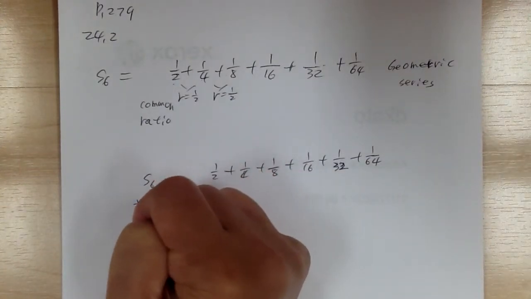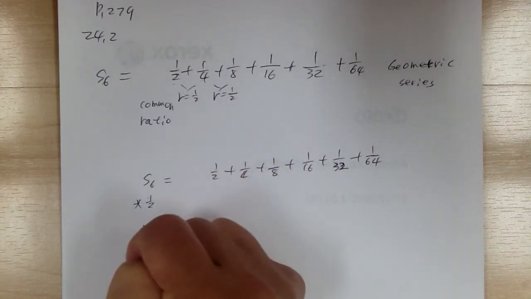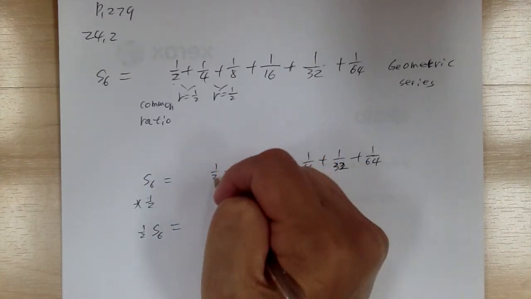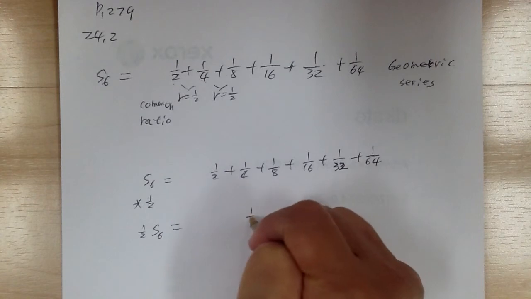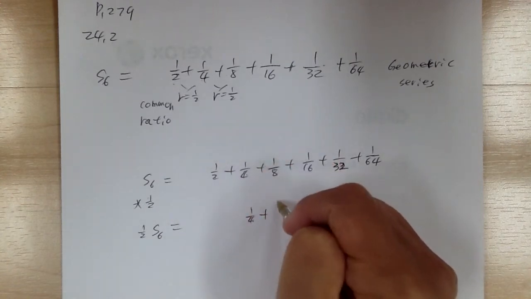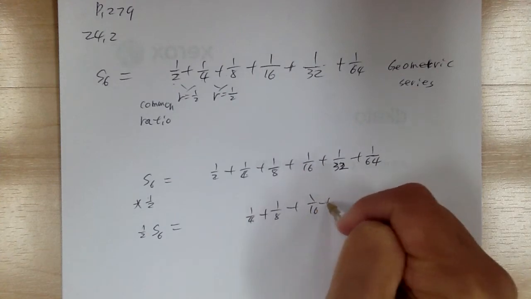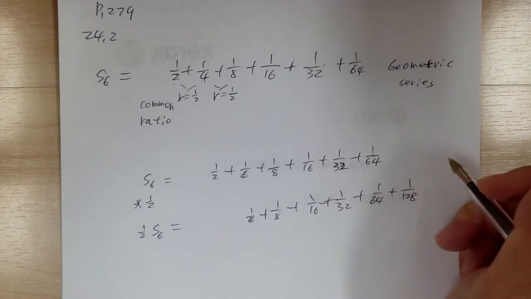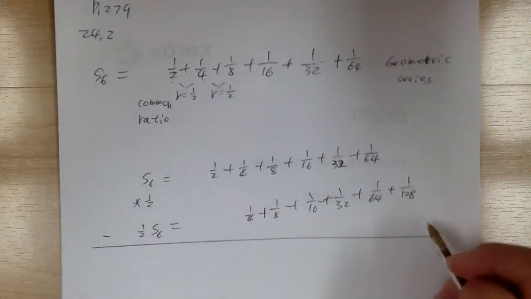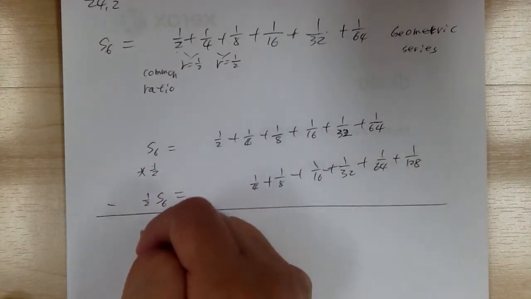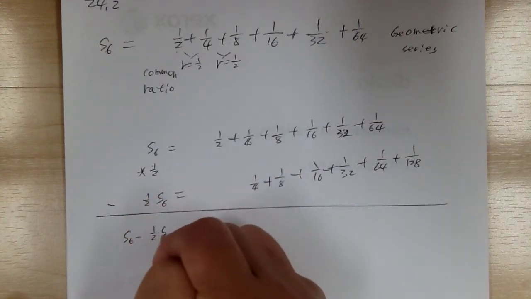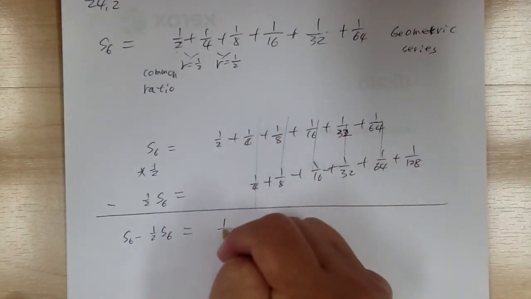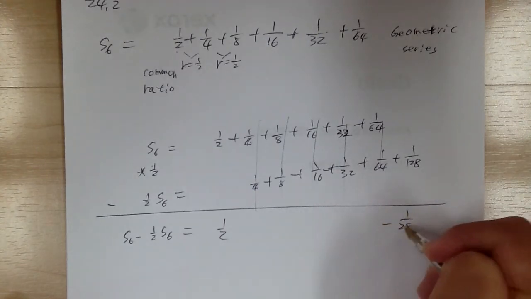So multiply by 1/2. You get 1/2 S6 will equal, when you multiply by half, multiply this by half and shift it over to be 1/4. Multiply this by 1/2, shift it over, and so forth. Then what you want to do is subtract. So you get S6 minus 1/2 S6 equal to, and notice when you subtract, all this cancels out. So you get 1/2 minus 1/128.